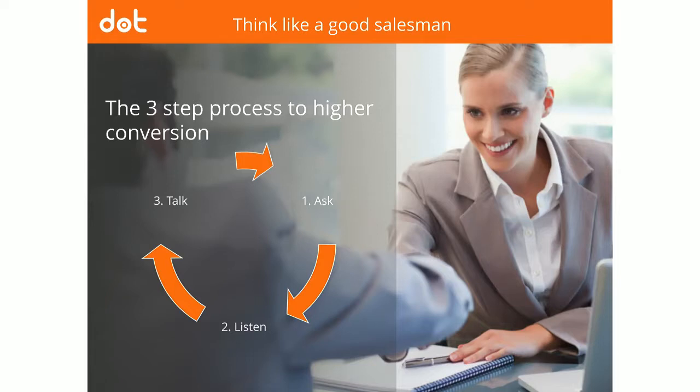And let's take it from the perspective of a good salesman, right? Let's talk about the three-step process to higher conversion. So what is the most common aspect of a good salesman, or a good saleswoman? A good saleswoman won't just give you a monologue. She won't just go on harping about something. She will ask you questions. She will listen for your answers and then talk. She will give you a personalized pitch based on what you have just said.